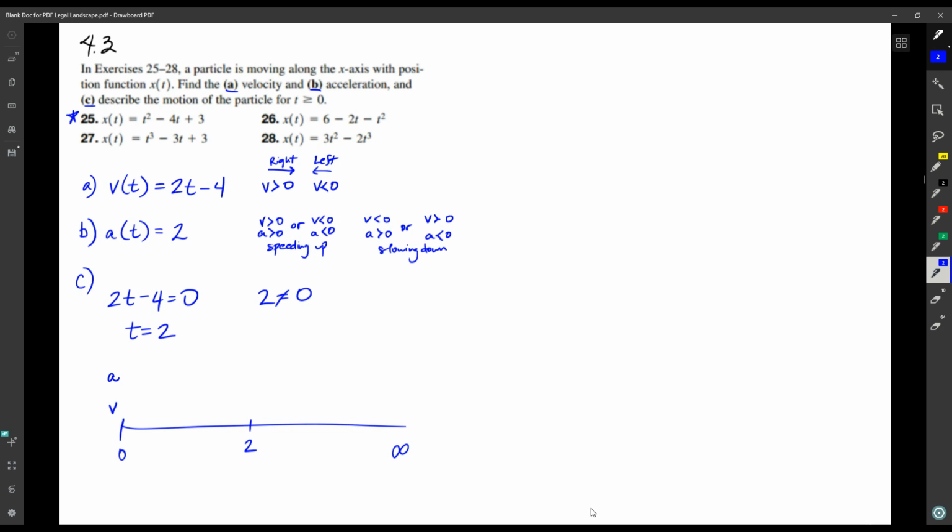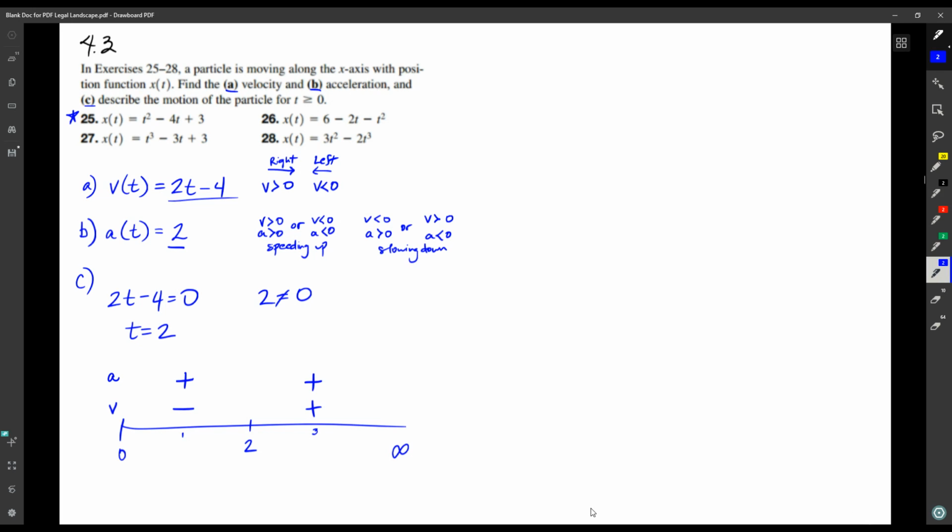So a nice test value between 0 and 2 is going to be a 1. So let's plug 1 into the velocity function. That's our 2t minus 4. When 1 goes in, we end up with 2 minus 4, which is negative. The acceleration, on the other hand, is, like we said earlier, just 2 all the time. That's a positive number. A of any number is going to be 2. Then let's pick a test value on the right of 2, say, for instance, 3. We'll plug that into the velocity. 2 times 3 is 6. 6 minus 4 is 2. That's positive. And then the acceleration we know is still positive.